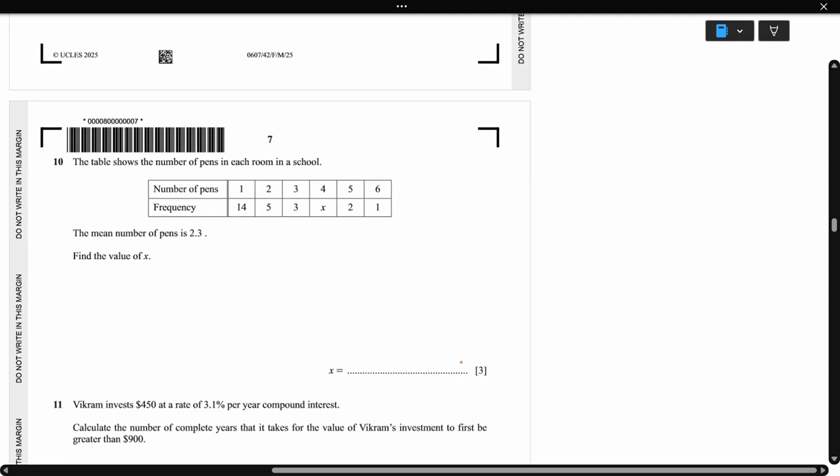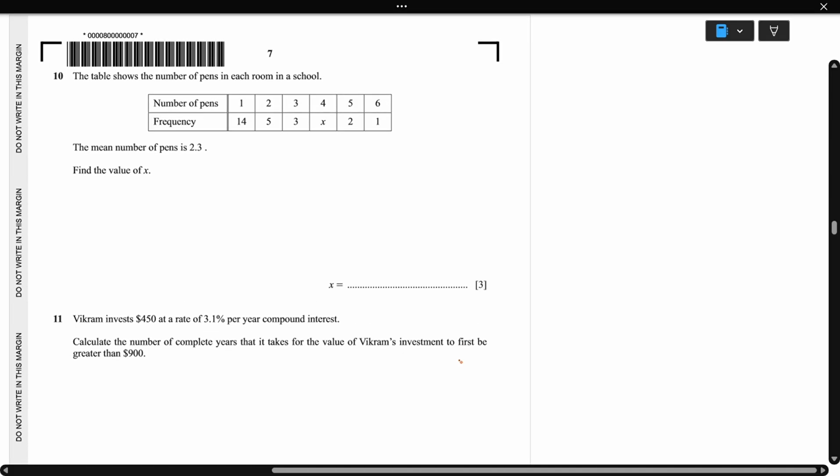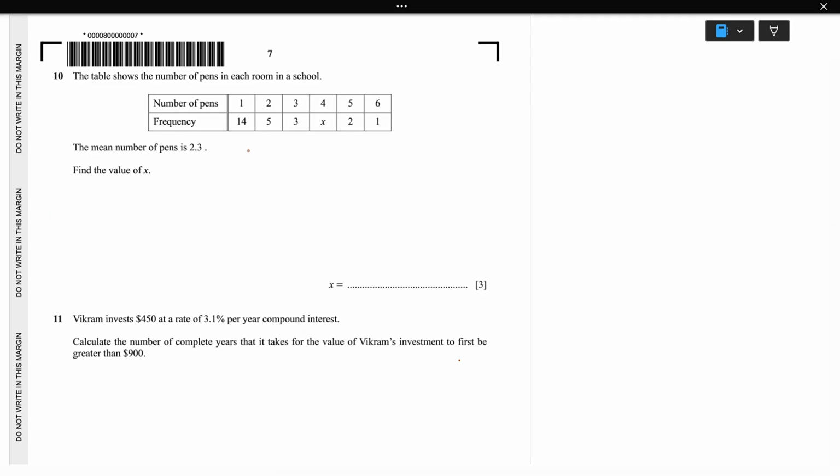The next question, the table shows the number of pens in each room of the school. The mean number of pens is 2.3. Find the value of x. So mean is first 1 times 14 plus 2 times 5 plus 3 times 3 plus 4 times x plus 5 times 2 plus 6 times 1 over the total frequency. We should add this total frequency: 14 plus 5, 19, 19 plus 3, 22, 24 plus 1, 25 plus x.